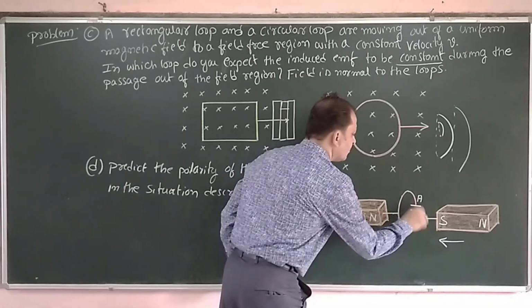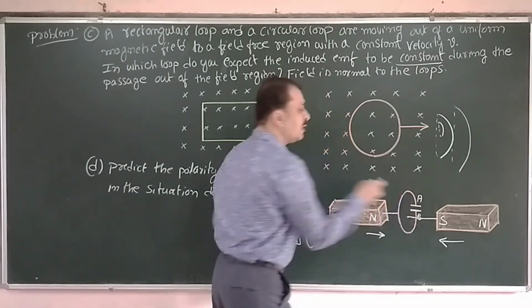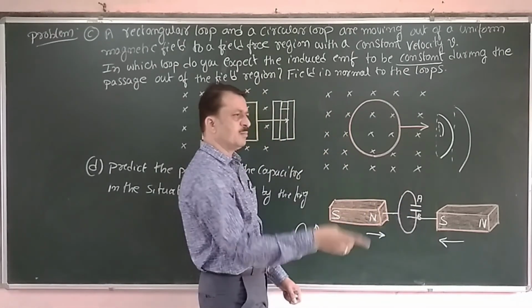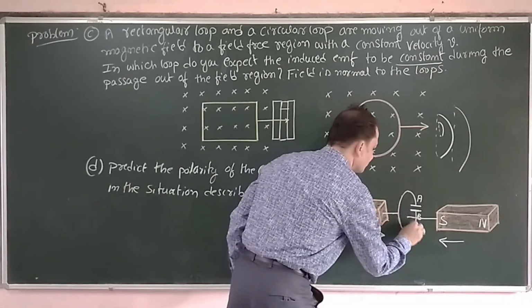Therefore, it looks like the current is flowing from B to A. It is moving from B to A.